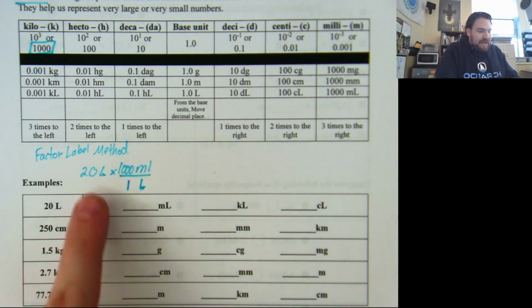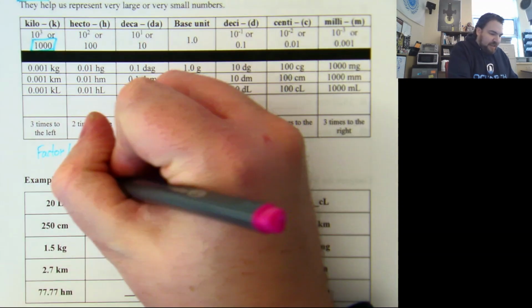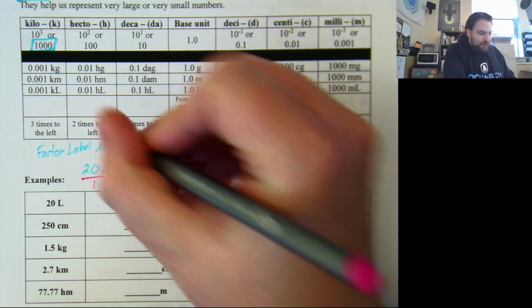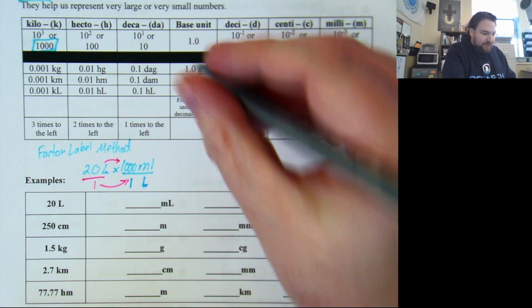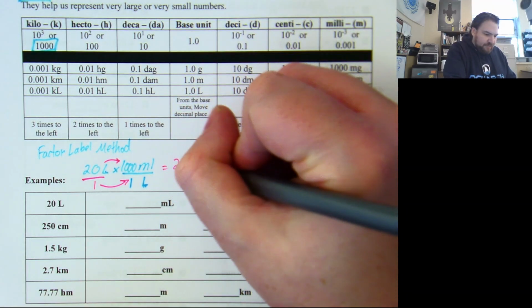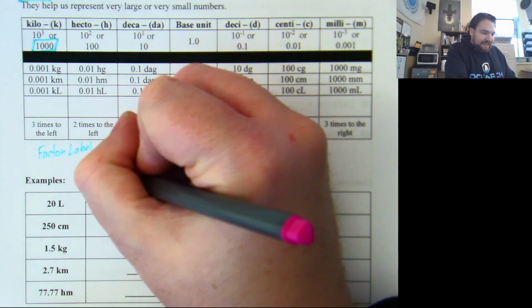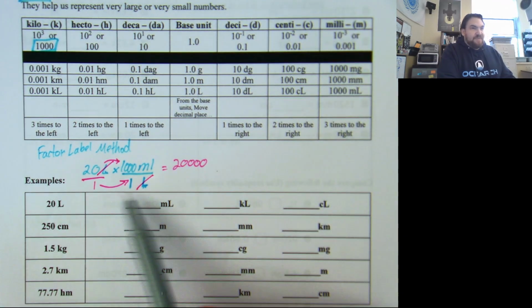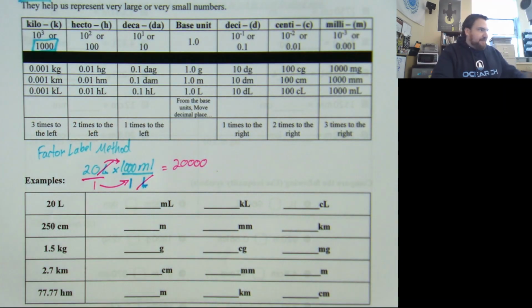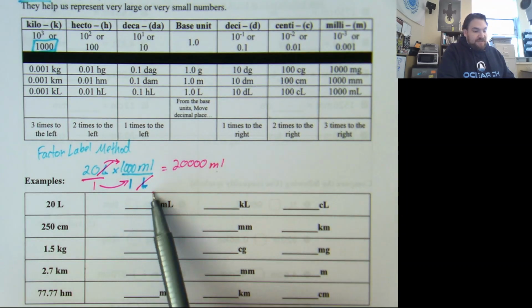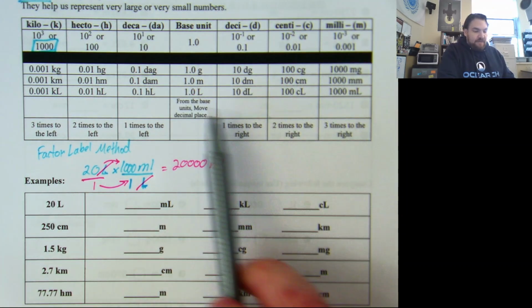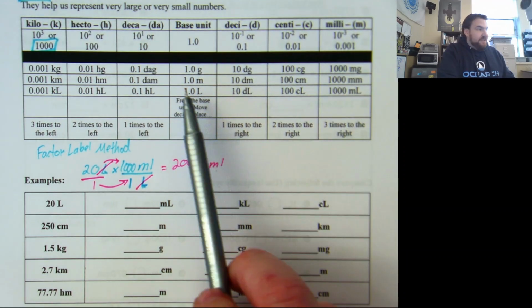I'm going to take my whole number and I'm going to multiply it by this fraction. Well, this whole number goes over 1, and then I multiply numerators and I multiply denominators. So 20 times 1,000 is 20,000. My liters cancel, and 1 times 1 is 1. When it's 1, I don't have to put it on the bottom. So my liters have canceled, and I just multiplied by, there's 1,000 milliliters in a liter.